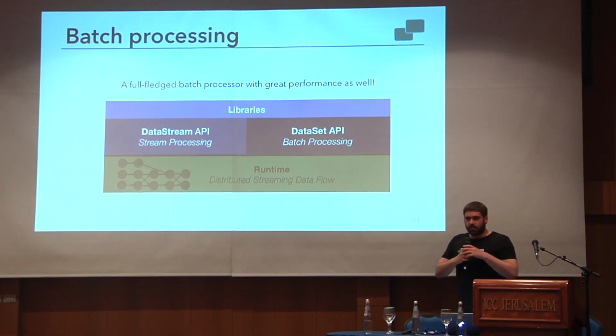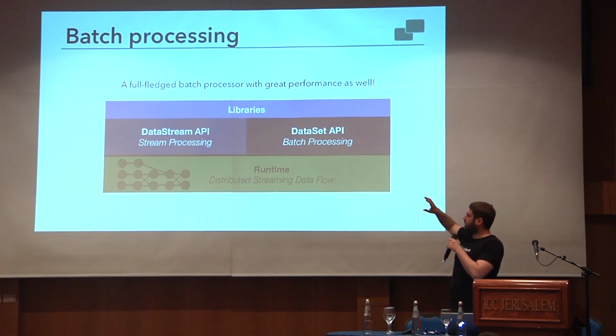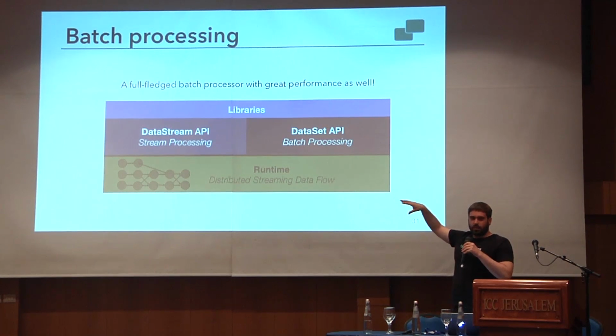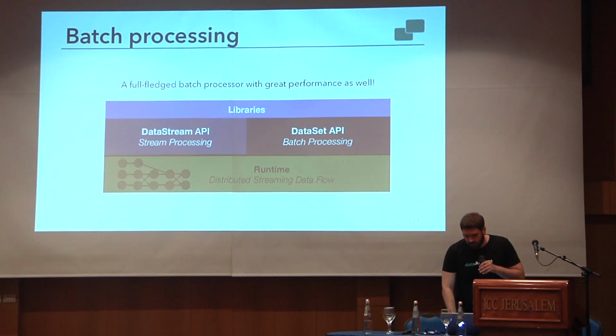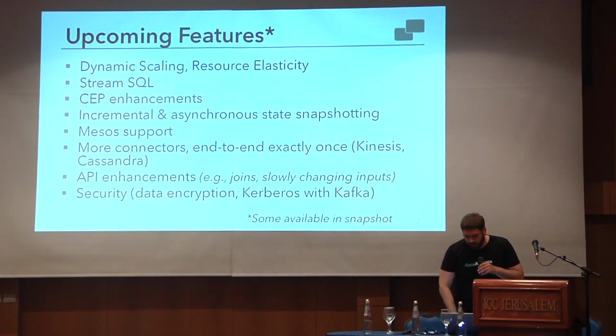As a present, you get a full-fledged batch processor in the whole package. So I actually talk about the runtime of Flink, which is a stream processor, and the DataStream API of Flink. On top of the same runtime, there's a DataSet API that gives you full-fledged batch processing with actually very good performance. So you can basically use the system for a lot more.